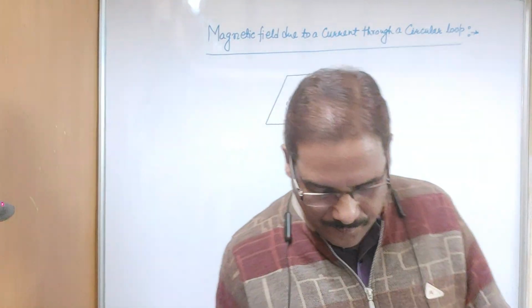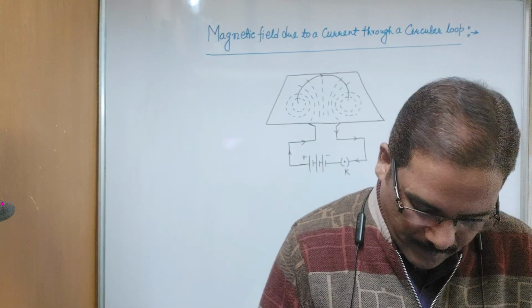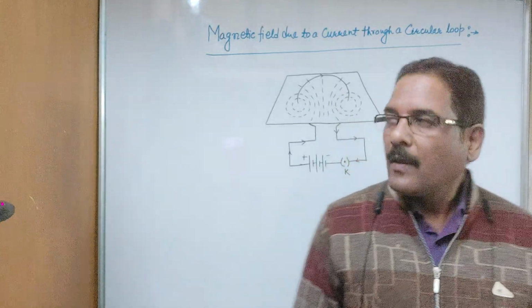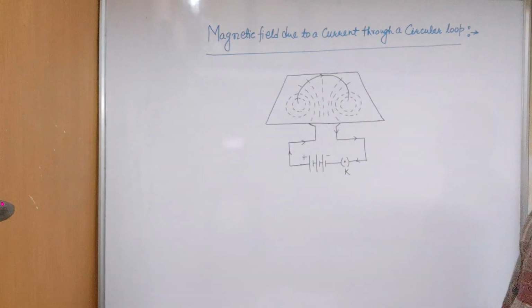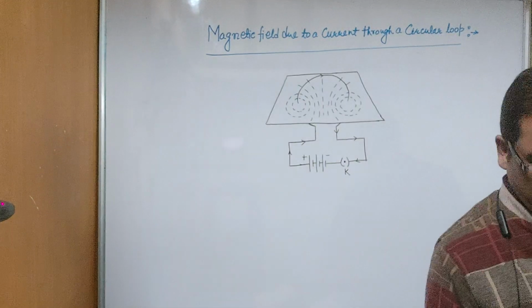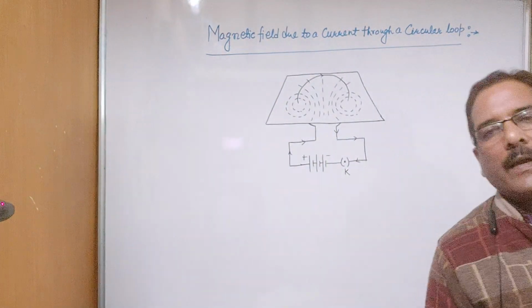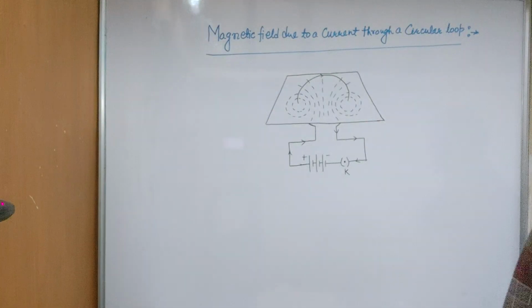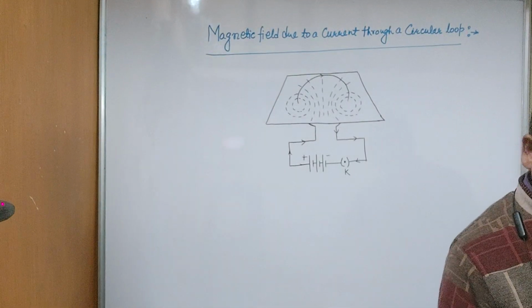So first draw this diagram. This is the magnetic field due to a current through a circular loop, because all diagrams are important. So you must draw this figure.